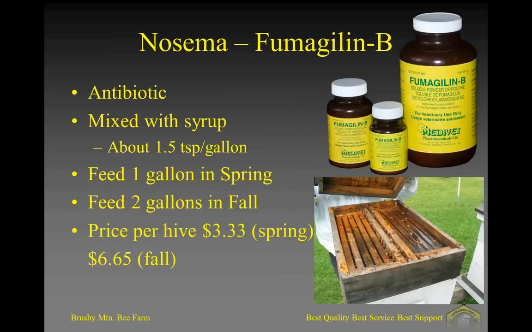Nosema, Fumagillin B. Technically speaking, Fumagillin B is the only medication approved for use with Nosema. And that's its only function. It's an antibiotic. You mix it in with syrup. It's about 1.5 teaspoons per gallon. And in the spring you want to feed about 1 gallon, and in the fall you want to feed about 2 gallons, so that they've got it stored up and they're consuming it all winter long. Works out to be about $3.33 for the spring treatment, $6.65 for the fall, because you've got to double it.